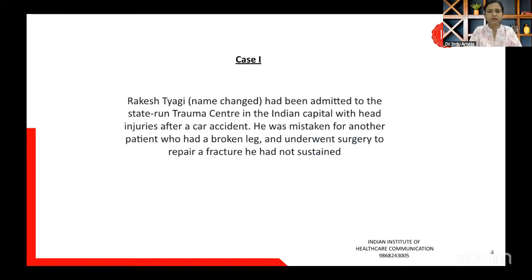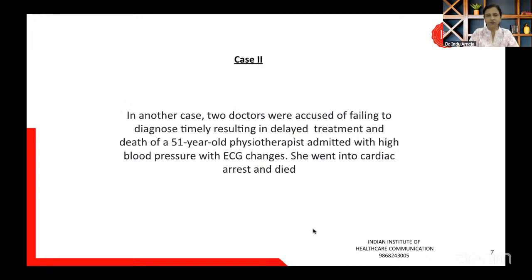So these are some of the cases that I want to share with you, and they're all real life cases. If you Google search, you will be able to find details of these cases. So this is a case of a patient who was admitted to a state-run trauma center in Delhi. He had a head injury after a car accident, but unfortunately, he was mistaken for another patient who had a broken leg, and he underwent surgery for repair of a fracture which he actually did not have. So this is one case which was in the limelight, and there was a lot of hue and cry about it.